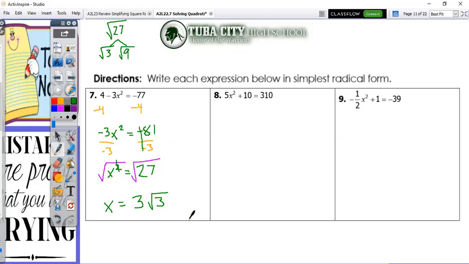Now again, don't forget the plus and minus sign. Because this is not just one solution. There are two solutions. They are both the same absolute value, meaning it's the same number, but it's not the same sign. One is positive, the other is negative. So don't forget that plus and minus symbol. Because we need to have everyone know that there are two solutions to this.